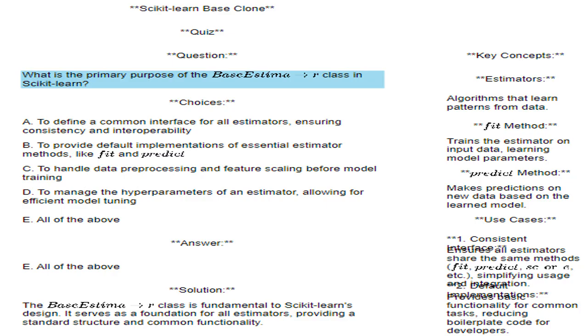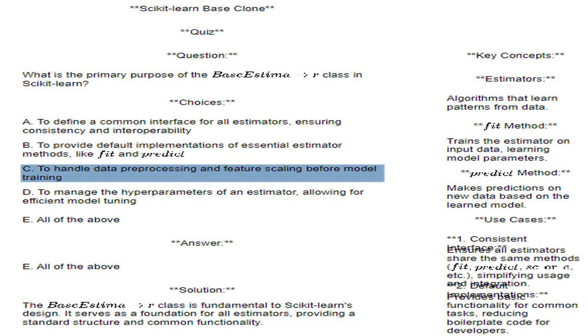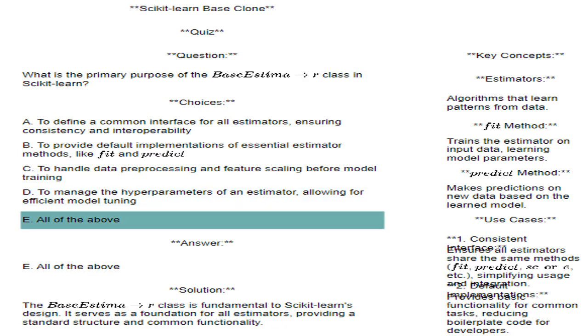What is the primary purpose of the BaseEstimator class in scikit-learn? A. To define a common interface for all estimators, ensuring consistency and interoperability. B. To provide default implementations of essential estimator methods, like fit and predict. C. To handle data preprocessing and feature scaling before model training. D. To manage the hyperparameters of an estimator, allowing for efficient model tuning. E. All of the above.